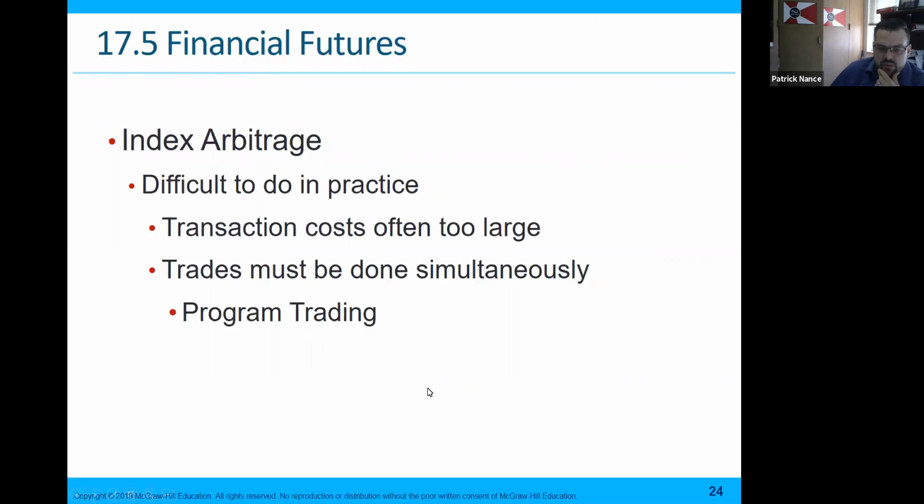Index arbitrage is difficult to do in practice. Transaction costs are often too large. Trades must be done simultaneously. Basically, it's a continuous motion thing, if you're really wanting to make money on arbitrage. Arbitrage, in its shortest form, is the difference between an actual value and what the market is valuing something at a given time. But generally, the market should correct itself in a short time frame. So when you're dealing in arbitrage, you're talking about quick trades on a very regular basis. So it does take a lot of work, and usually, like I said, transaction costs can be high.